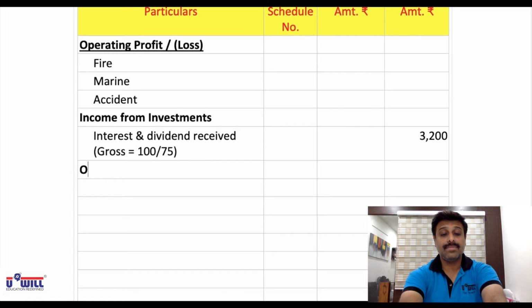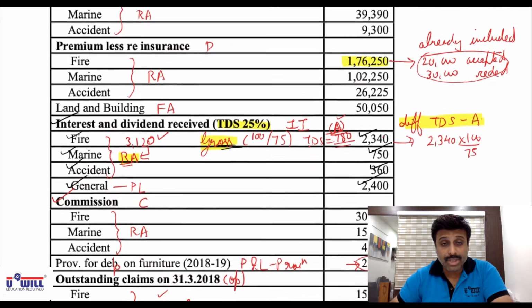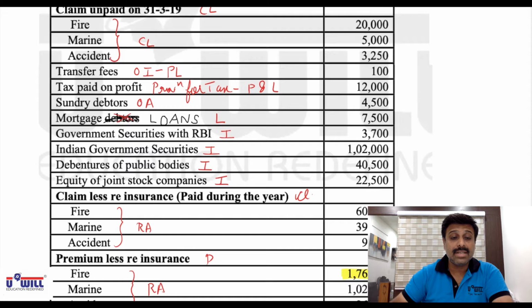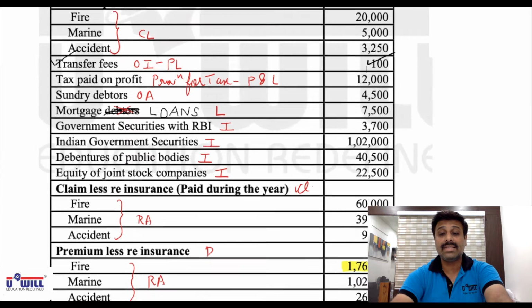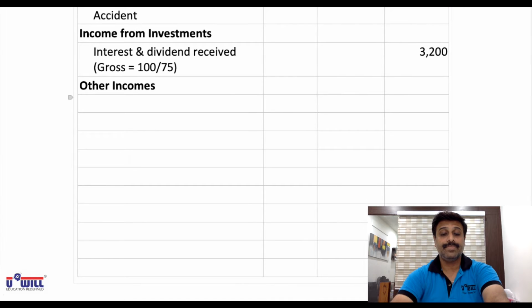Then other incomes. Now in other incomes, what is marked as OI for P&L account? All of you check it up. OI P&L account. This one, transfer fees. So transfer fees, which is other incomes of P&L account, we will show as 100. Okay, transfer fees 100. Then after transfer fees, we'll get the total incomes.